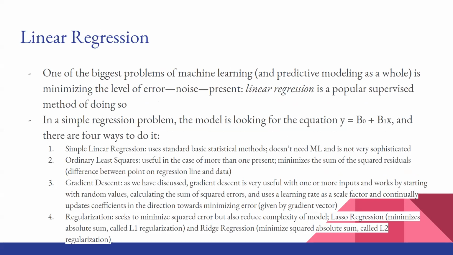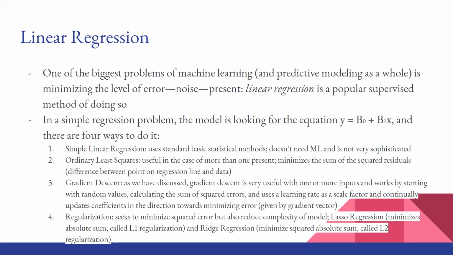Going on to linear regression. Linear regression is one of the ones I've also used quite frequently, and it works with predictive modeling and a lot of different types of forecasting. One of the biggest problems of machine learning and predictive modeling as a whole is minimizing the level of error or noise present. Linear regression is a popular supervised method of doing so. Being a supervised method, it is rather preferable as it's very easy to implement. In our simplest regression problem, the model was looking for the equation y equals b0 plus b1x. And there are 4 ways of doing this.